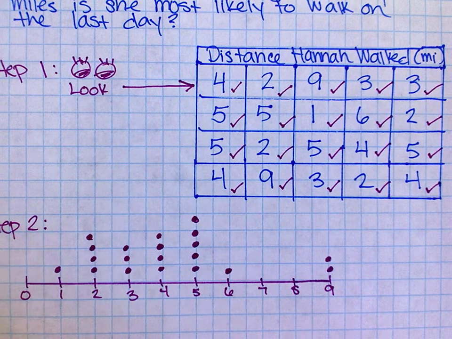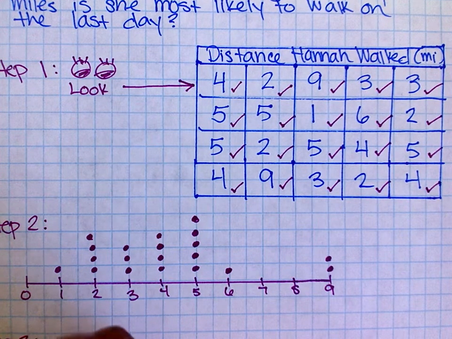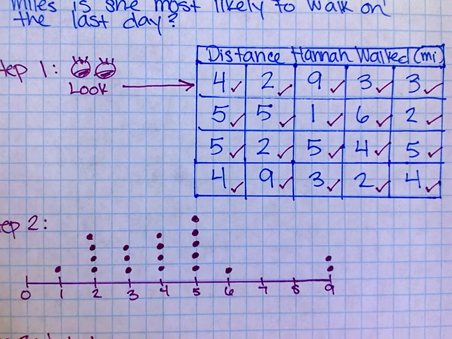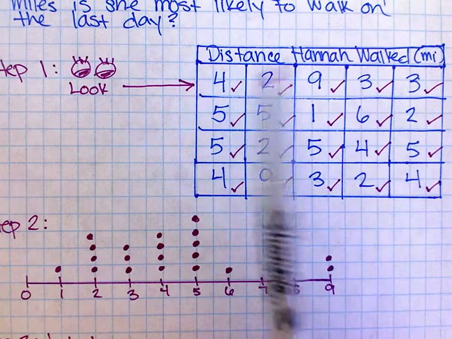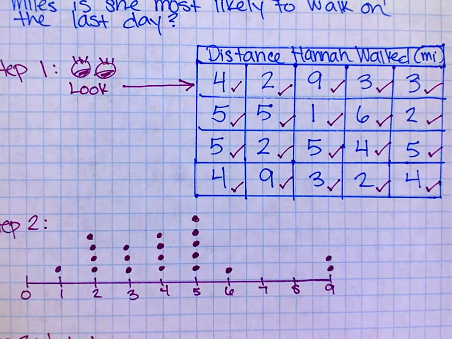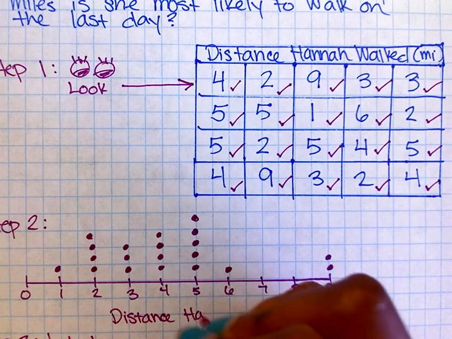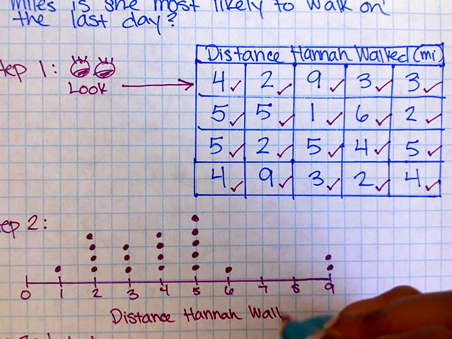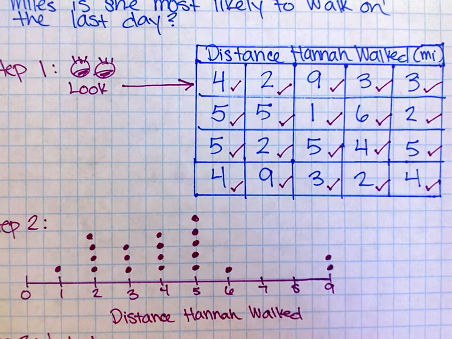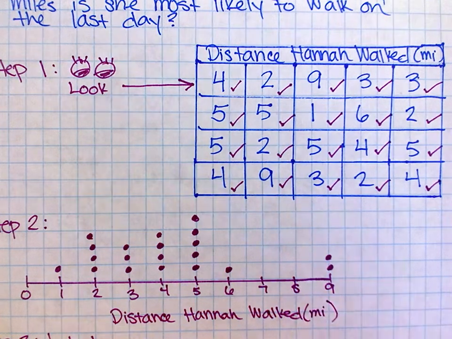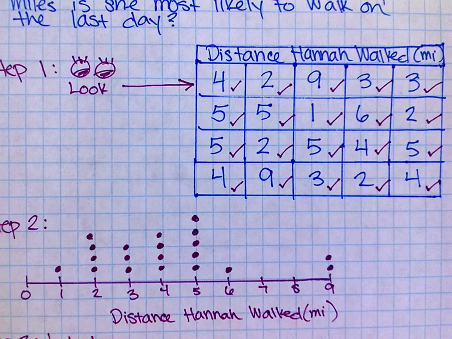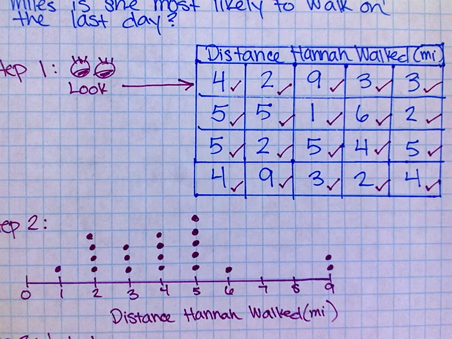Now we need to label our graph, which was step 3. So what is this graph about? What does it say up here? The distance Hannah walked. So here is, down below, distance Hannah walked. Easy. So whatever it says on the table is whatever you put here to label. That's the distance Hannah walked. Simple. So we labeled step 3. Step 4, we did it. We plotted all the data.